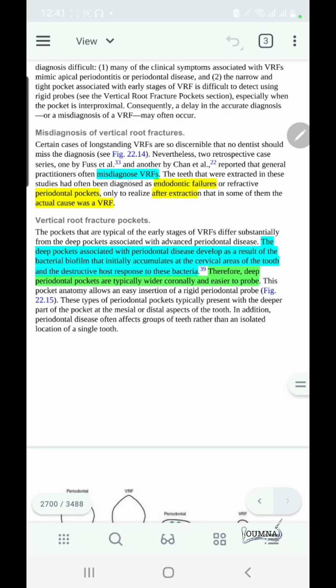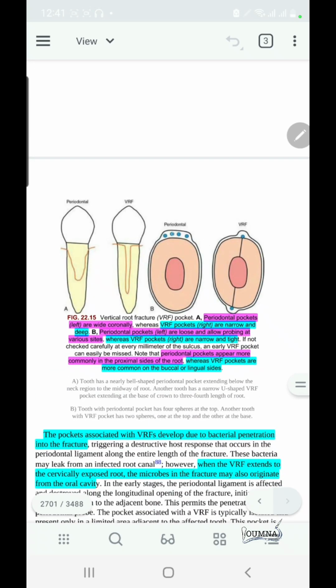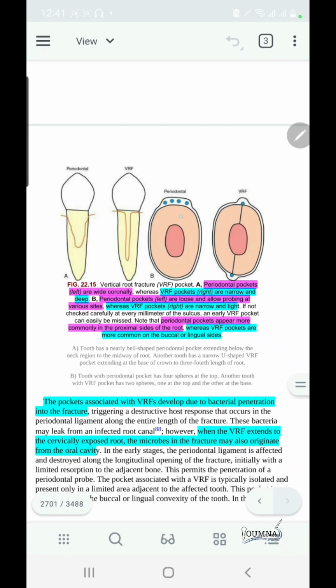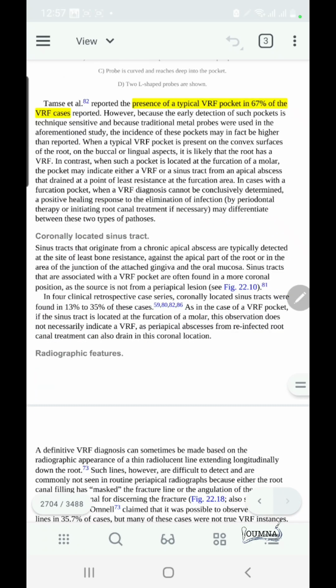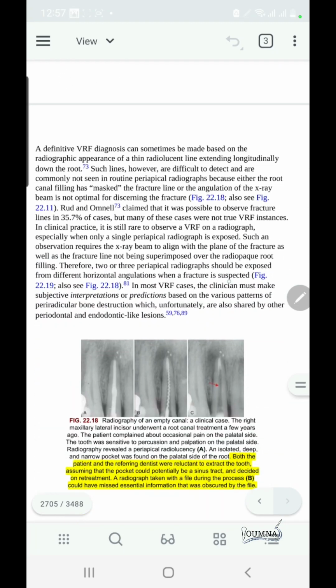So this is important: a differential diagnosis between vertical root fracture and endodontic failure and the periodontal pocket. How to differentiate between these is that the periodontal pocket is coronally wider, but the vertical root fracture pocket is a narrow, deep one. The periodontal pocket is associated with the proximal sides of the root, but the vertical root fracture pocket we can only see on the buccal or the lingual or palatal sides. The presence of a typical vertical root fracture pocket is present in 67% of all vertical root fracture cases.